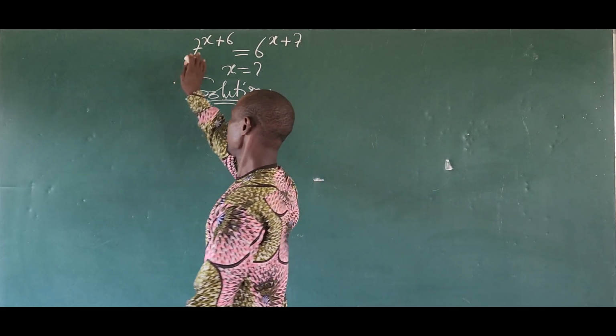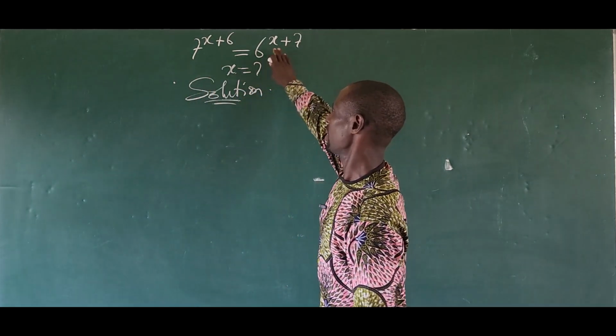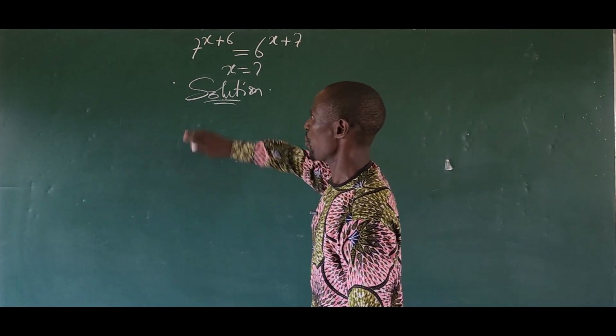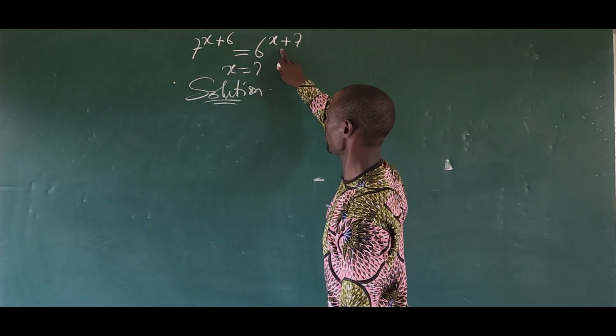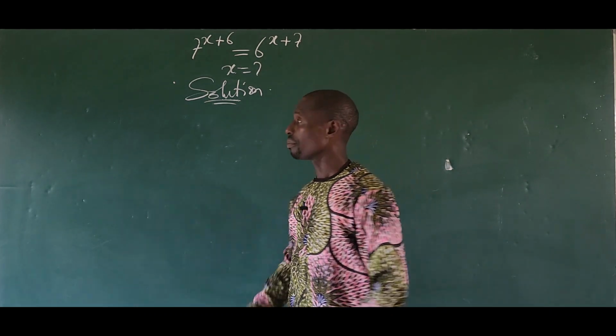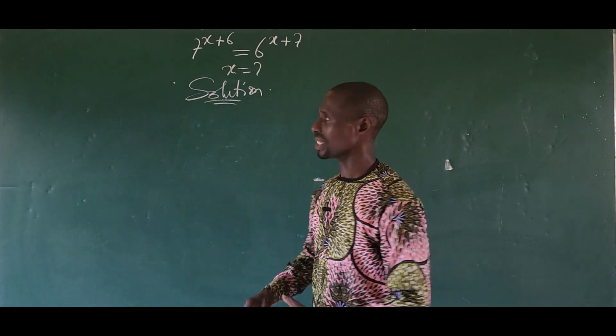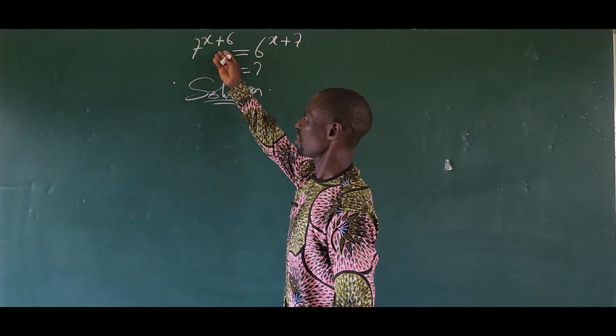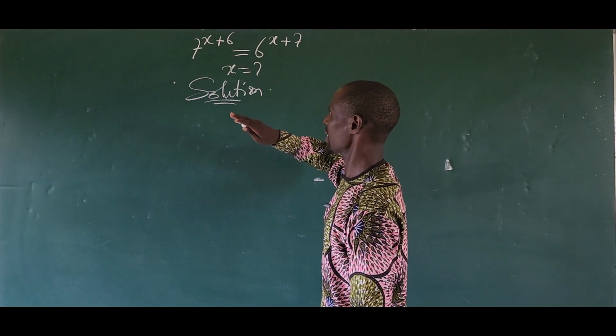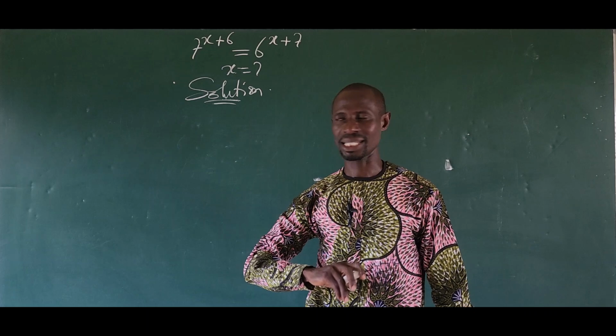So look at this power here and look at this power here. Here we have 7 to the power of x plus 6, and here we have 6 to the power of x plus 7. So the value of x that will satisfy this equation is what we want to solve for. We just have to rewrite the left hand side of the equation and the right hand side.